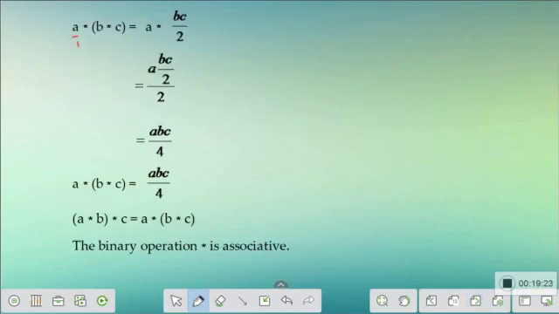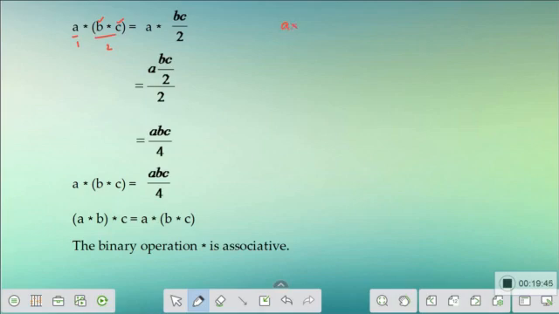Again, this is your first element and this is going to be the second element. Here the second element has some parts in the bracket. So let us evaluate the terms inside the bracket now. That is B star C, B into C by 2, because the first element is B here, the second element is C, so it is giving you the product BC by 2. So A star BC by 2.